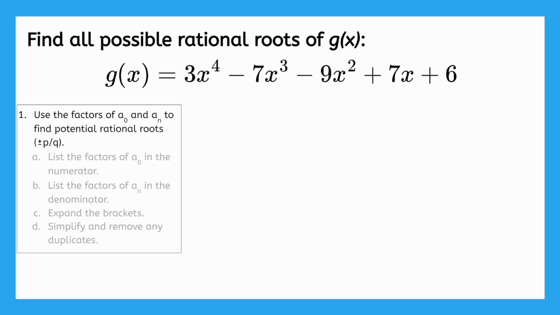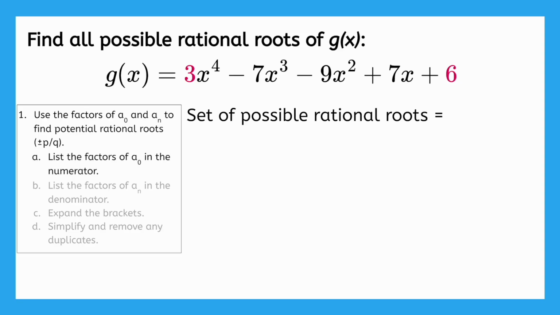Find all possible rational roots of g of x, which is 3x to the 4th minus 7x to the 3rd minus 9x squared plus 7x plus 6. Which values do we need to focus on? Right, the constant term 6 and the leading coefficient 3.